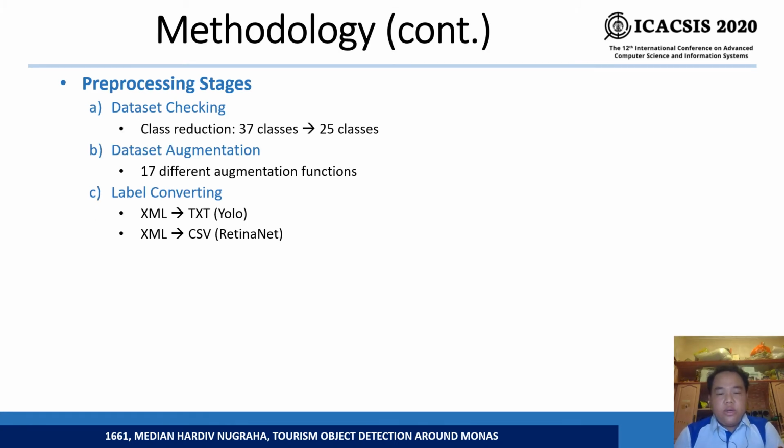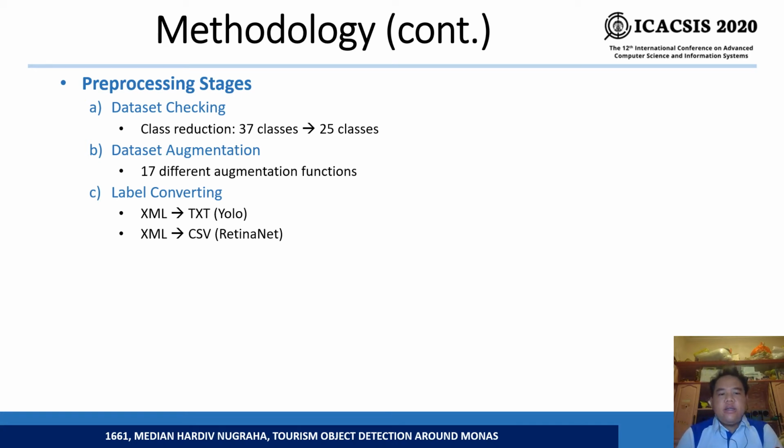And then I will explain about the pre-processing stages. The first stage of the pre-processing stages is dataset checking. We checked the dataset and we see that there are 37 classes, and from the paper we can see that there is some redundancy among the classes, and some weirdness about the dataset and classes. So we clean the classes, and then we finalize to 25 classes.